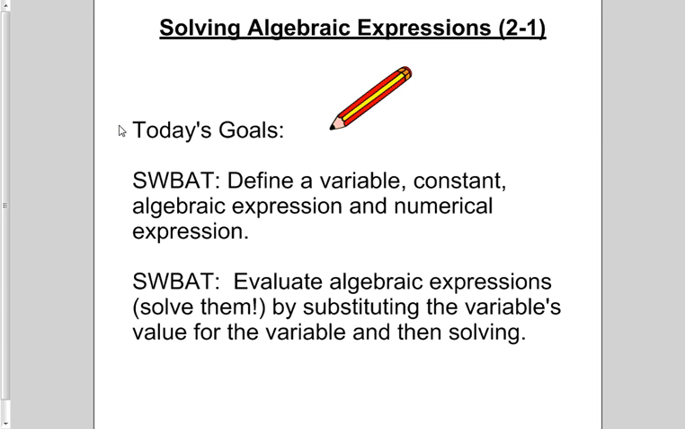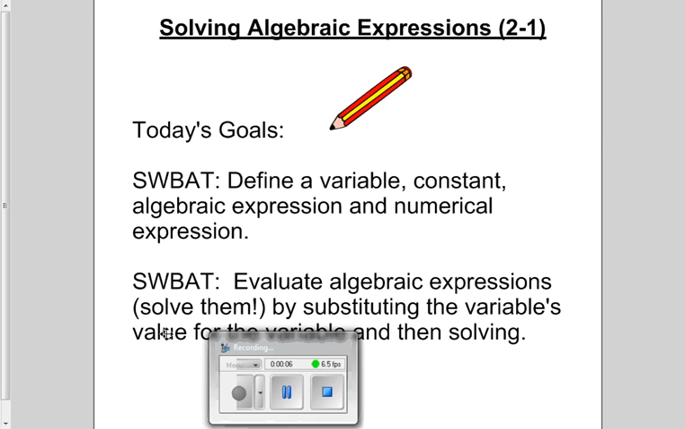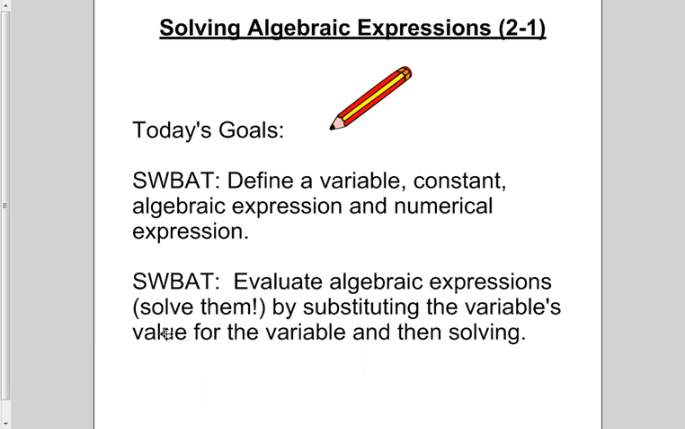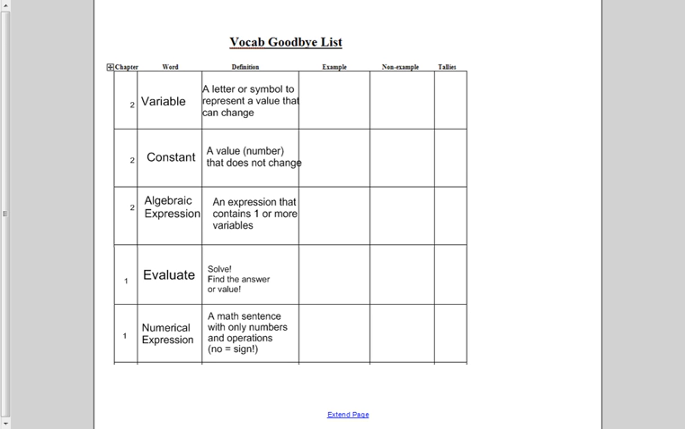Today's lesson is the beginning of Unit 2, which will be solving algebraic expressions. Today's goals: students will be able to define a variable, constant, algebraic expression, and numerical expression. Students will be able to evaluate algebraic expressions, or solve them, by substituting the variable's value for the variable and then solving. We're going to get started with vocabulary today because that really is important to our lesson.